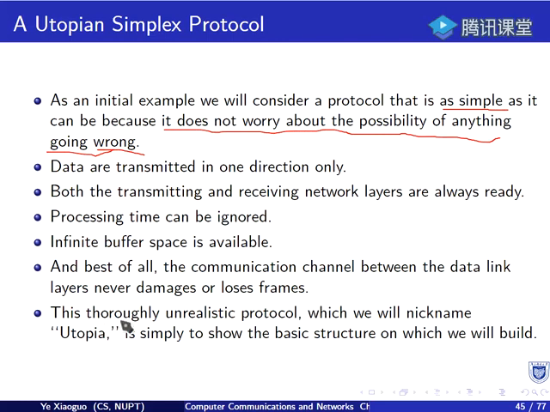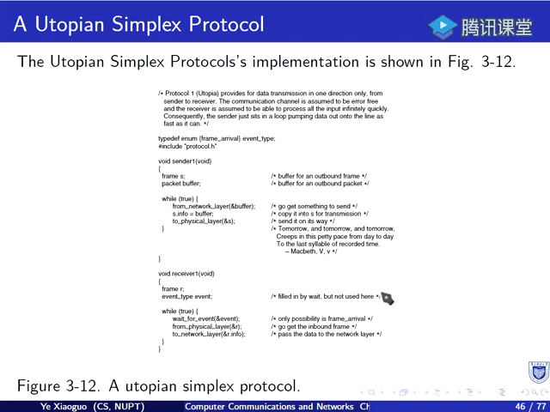The purpose of this thoroughly unrealistic protocol, which we will nickname utopian, is simply to show the basic structure on which we will build the data link protocol. So the utopian simplex protocol's implementation is shown in this figure.